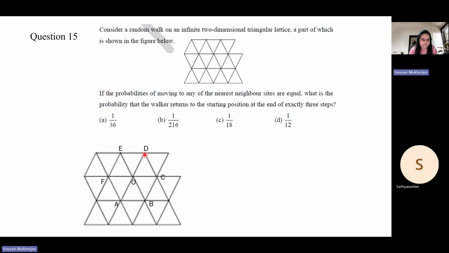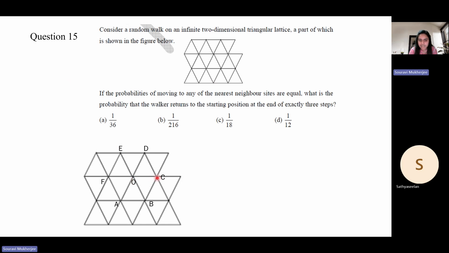Now once you are here or here, what is the number of possible steps that you can take so that after the third step, you come back to O? You cannot take this step, or here you cannot go beyond this. Suppose you are at point C, you cannot take this step, because then at the third step you cannot come back to O.